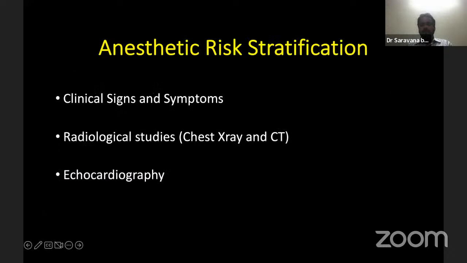So coming to our part, anesthesia: how to provide anesthesia for these high risk patients. First you have to risk stratify and find out which patient is a high risk patient and which is a low risk patient. For this, we need three important tools for risk stratification of these patients. The first one is the clinical signs and symptoms. We have to evaluate the patient's signs and symptoms and see whether the symptoms decrease when the patient changes position, or whether the symptoms increase when the patient lies supine. We have to ask for it.